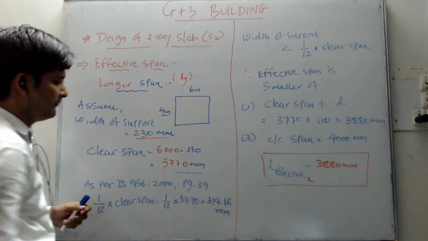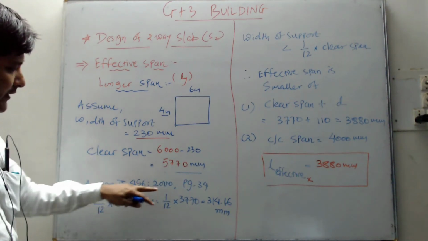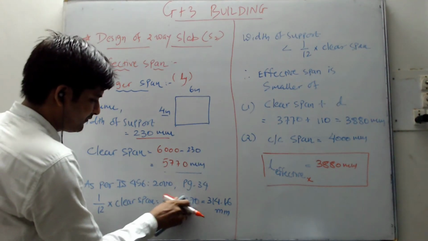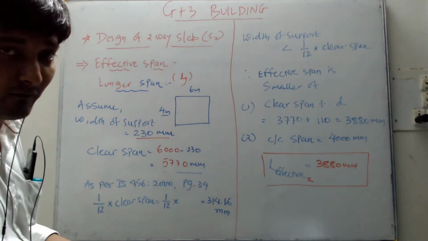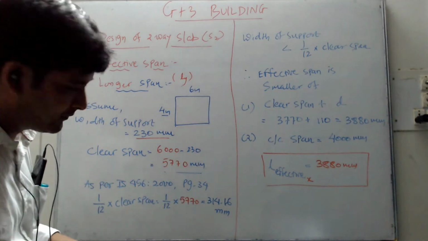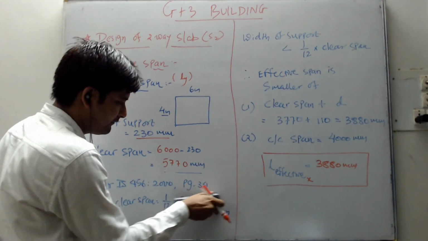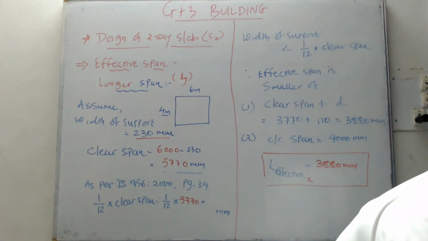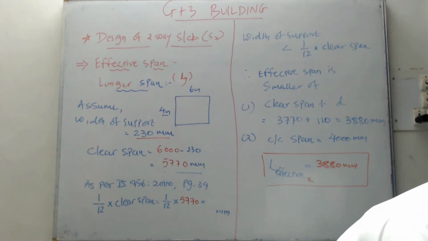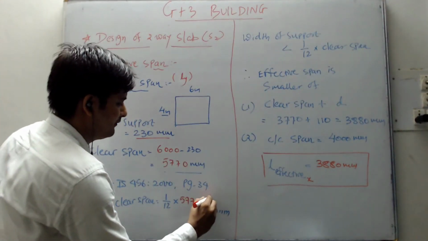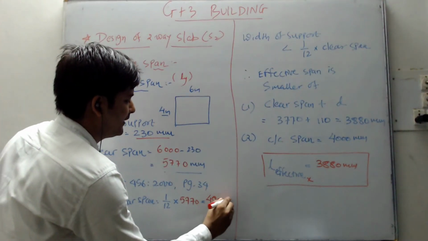Again we need to go to IS 456-2000, page number 34, and check this ratio. So 1 by 12 multiplied by 5770. 5770 divided by 12 is 480.83, right? This ratio is 480.83 mm.